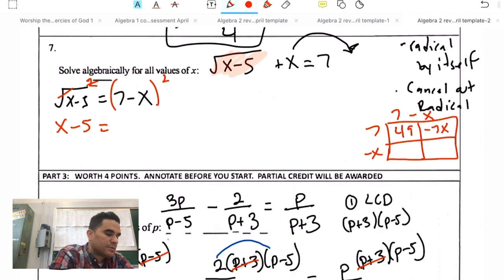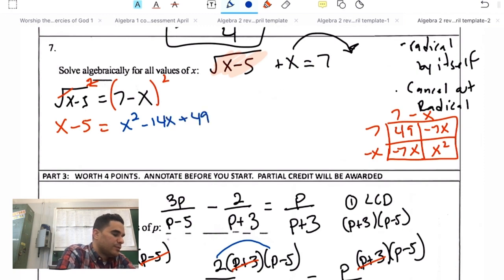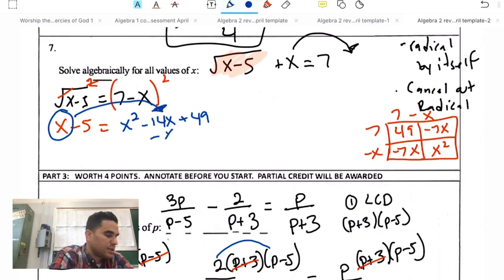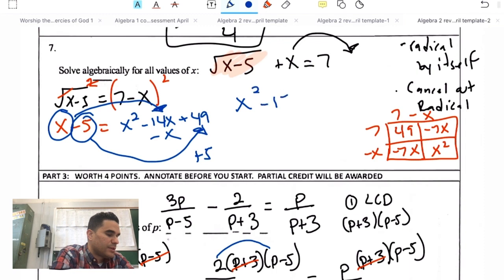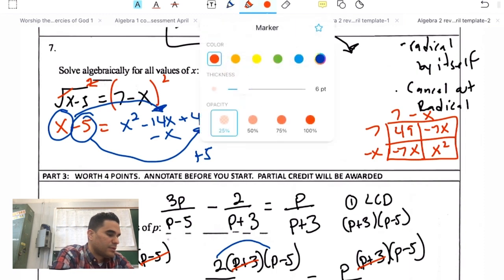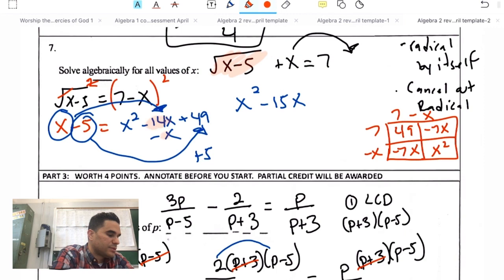49 minus 7x minus 7x, x squared. So that is equal to x squared minus 14x plus 49. So now we have to move that x over. When we move it over, it becomes negative x. So negative x comes over. Negative 5 comes over as positive 5. So that becomes x squared minus 15x, right? Negative 14x minus x is negative 15x. 49 plus 5, that is 54.